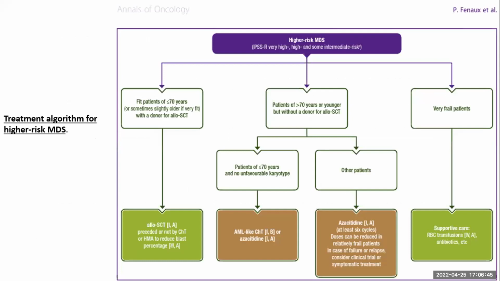And this is just an algorithm for the higher risk MDS. So the main therapies here include your hypomethylating agents, stem cell transplant, or best supportive care, depending on the fitness of the patient and whether you are going to use chemotherapy before you go to transplant. That is dependent on center to center and dependent on the physician treating the patient.